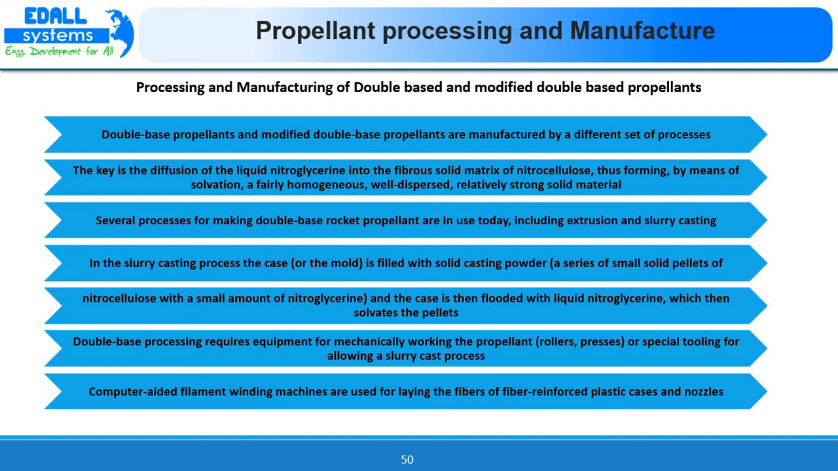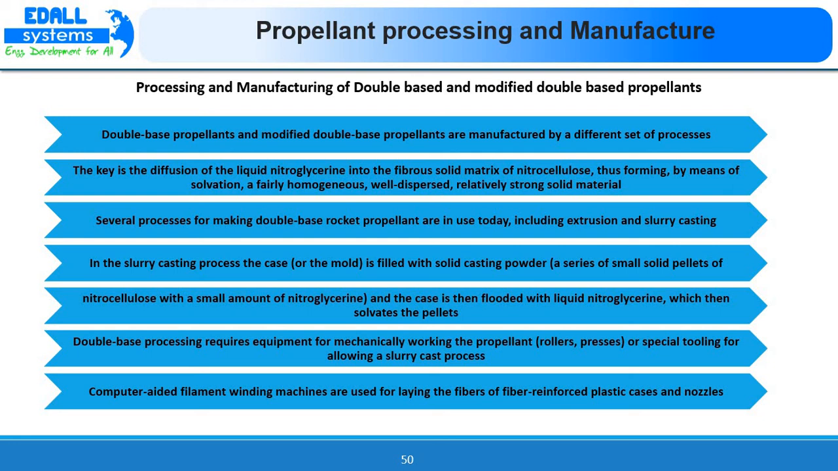In the slurry casting process, the case or the mold is filled with the solid casting powder, a series of small solid pellets of nitrocellulose with a small amount of nitroglycerine, and the case is then flooded with liquid nitroglycerine, which then solvates the pellets.